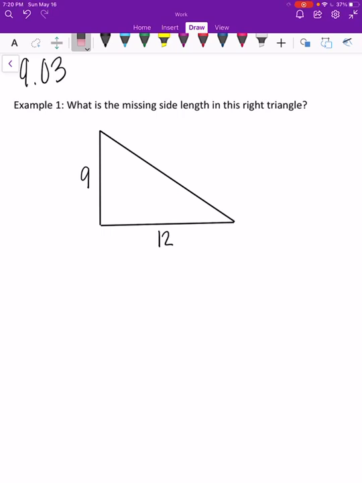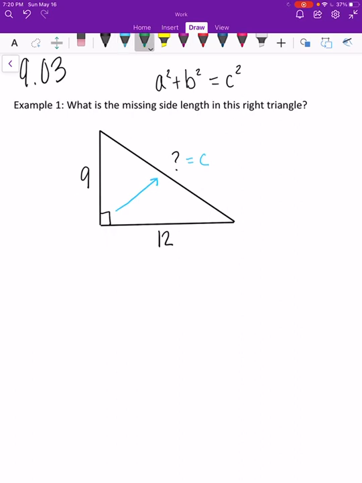Example 1 says, what is the missing side length in this right triangle? So we're going to use Pythagorean's theorem, which says a squared plus b squared equals c squared. It's a pretty famous theorem. It doesn't matter what you call a and b. We just know that our hypotenuse has to be c, and our hypotenuse is always the side opposite of our right angle.